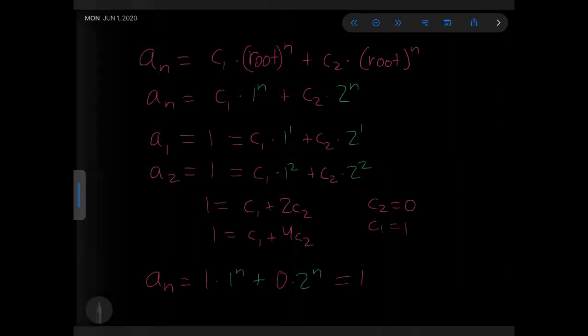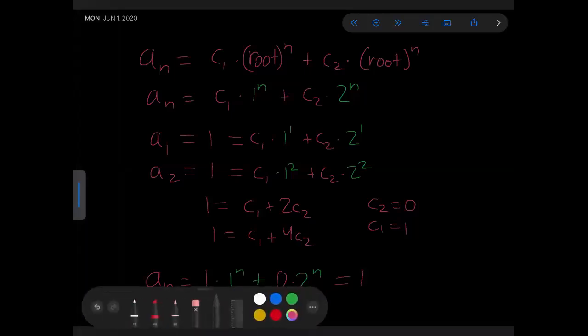And with recursive sequences, they tend to have some kind of exponential-like character. I don't know how else I can describe this, but recursive sequences grow exponentially. So our closed form will be a sub n is equal to some constant times one of our roots raised to the power n, plus another constant times the other root raised to the power n, which is what you see here.